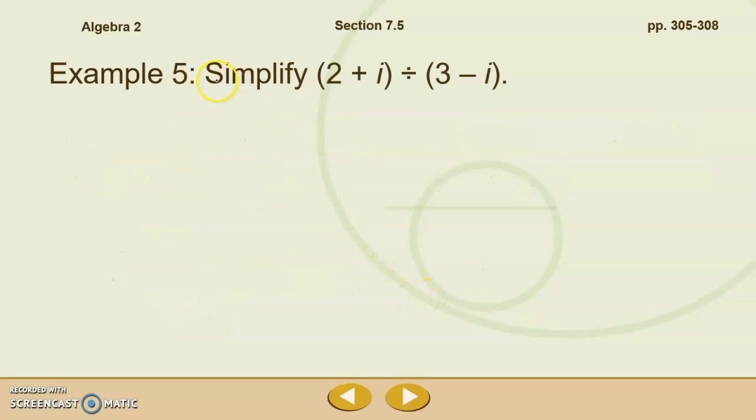All right, let's take a look at another example here. Simplify 2 plus i divided by 3 minus i. Let's go ahead and write that as a fraction. 2 plus i divided by 3 minus i.